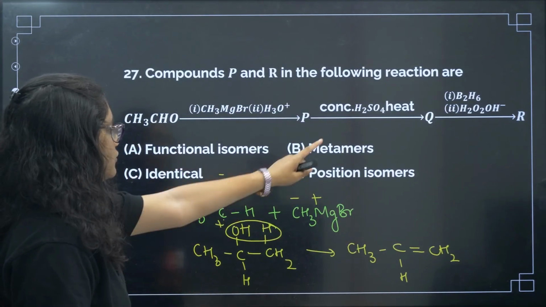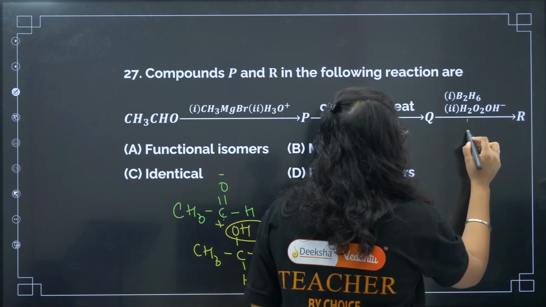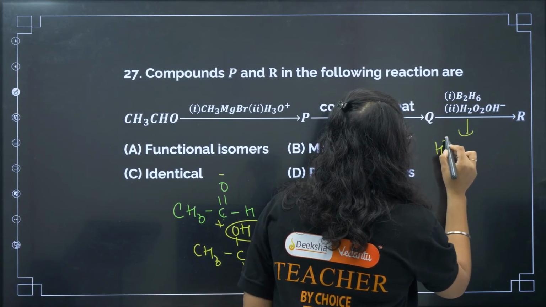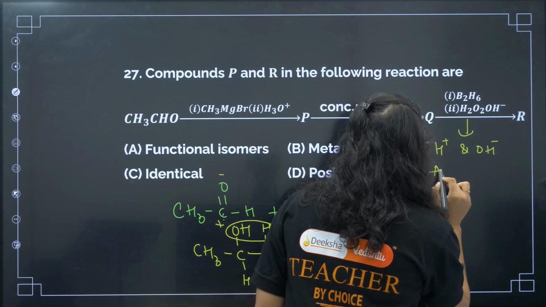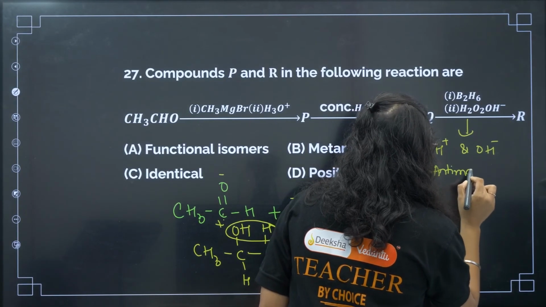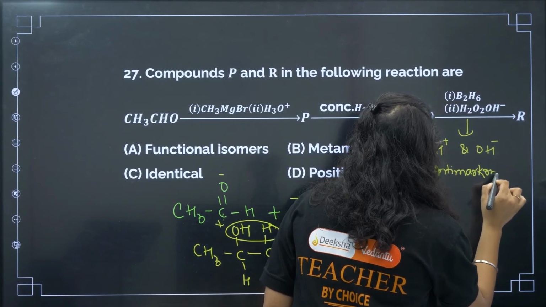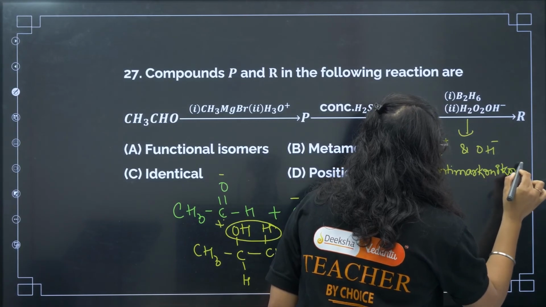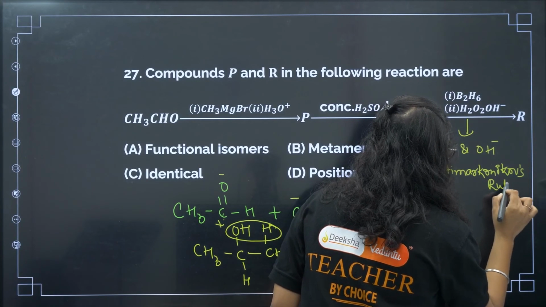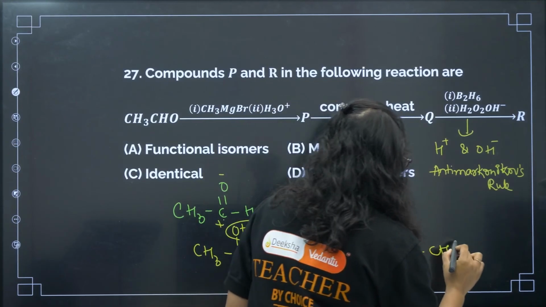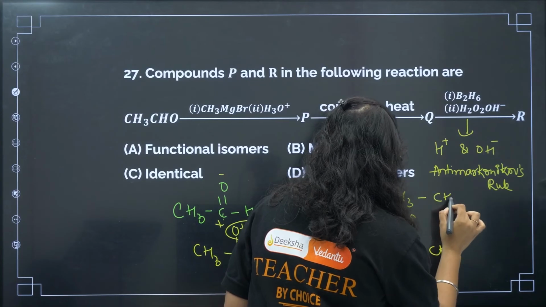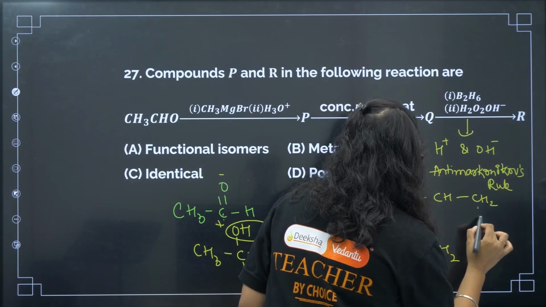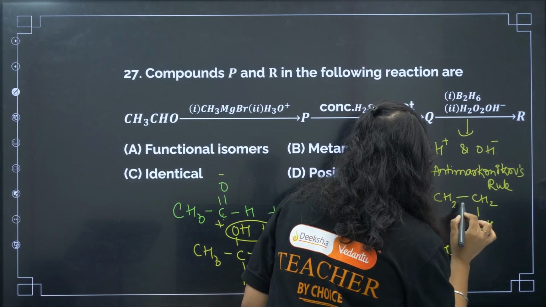Okay, now coming to B2H6 and H2O2, OH minus, what does this do? Add H plus and OH minus according to anti-Markovnikov's rule. Anti-Markovnikov's rule, right? So if I add this one here, what will I get? CH3 CH2 CH2 OH, with OH here and H here.